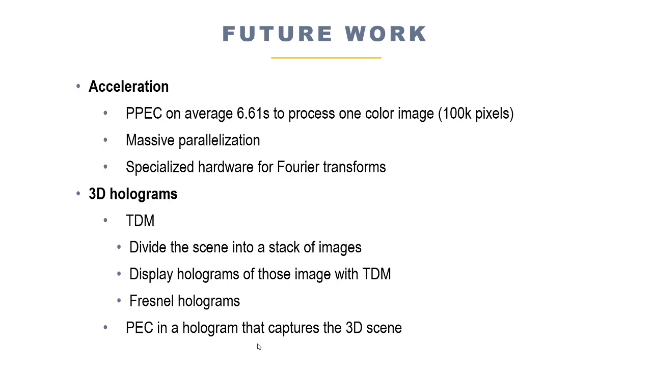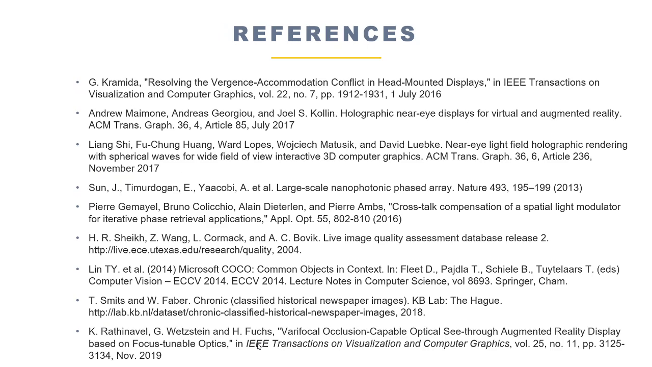Also, digital holographic displays truly shine in displaying 3D objects. To calculate 3D holograms, one naive method is to divide the 3D object into a stack of images and calculate the holograms for each image at their respective depths and display them one at a time with time division multiplexing. To do this, we will need to adapt our PEC method for Fresnel holograms. Alternatively, we could look into how to correct the proximity effects in a hologram that captures the entire 3D scene.